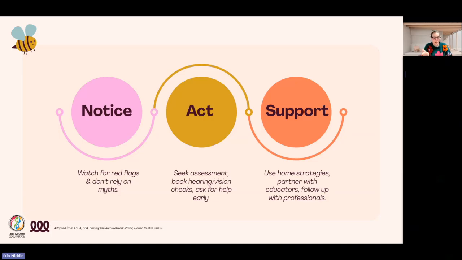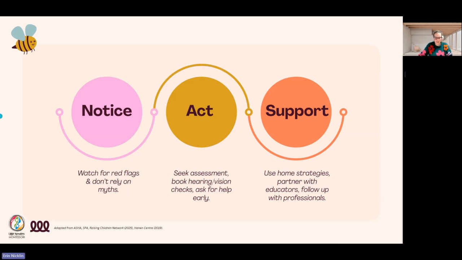Then act. So you can seek an assessment, you can book a hearing vision check, or you can ask for help early. And then you can support. So use home strategies, partner with educators, and follow up with professionals. Don't let people have you sitting on wait lists. Follow up with them. That's okay.